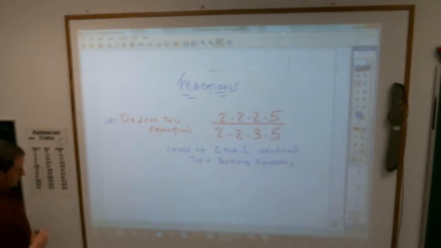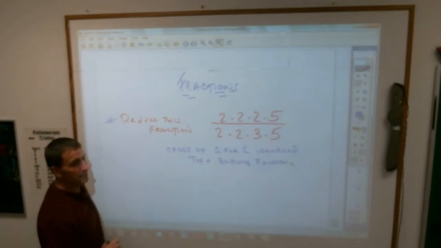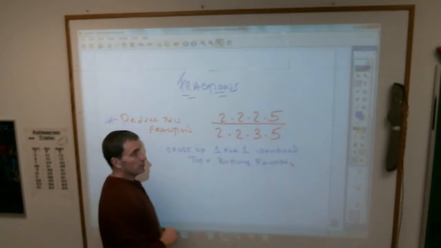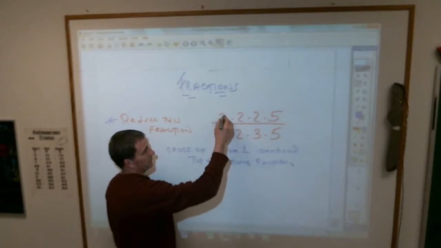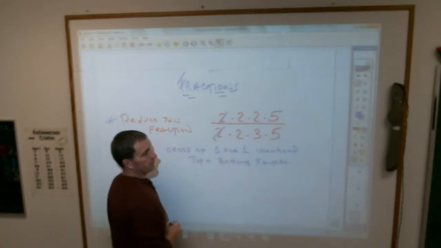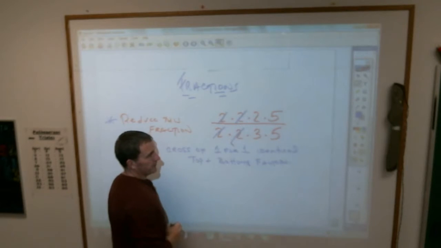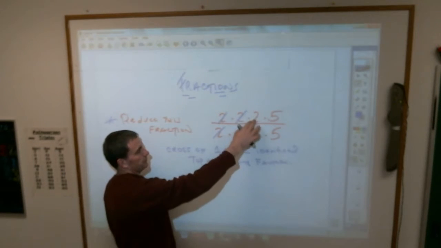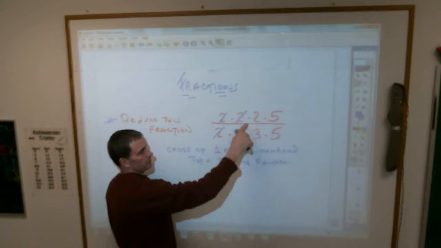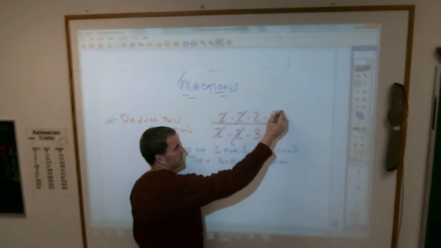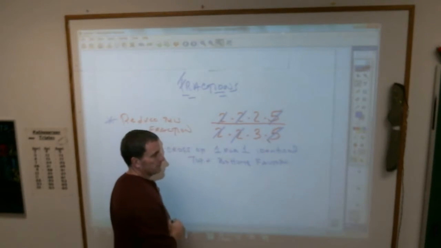Which simply means this. If you see a 2 on the top and a 2 on the bottom, they will cross off, but you only do it 1 for 1. In other words, this 1, 2 will cross off the second 2 there. This second 2 on top will cross off with that second 2 down there. This 2, there's no other 2's left on the bottom, so that one will stay. And then this 5 and this 5 will cross off.